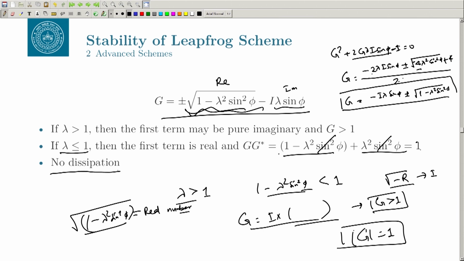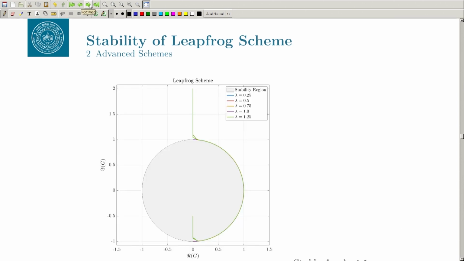But remember, this is a dispersive scheme. So, your amplitude will not go down, but this scheme may quickly become unstable if you have any error or any kind of inherent disturbance in the system. That is the property of the leapfrog scheme. And this is the stability plot that you can plot.